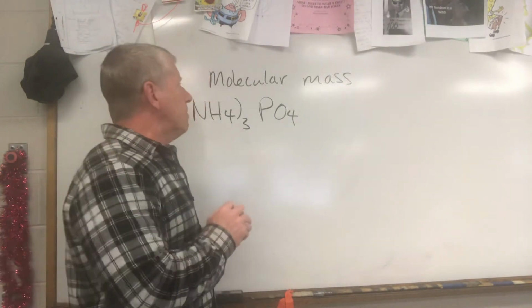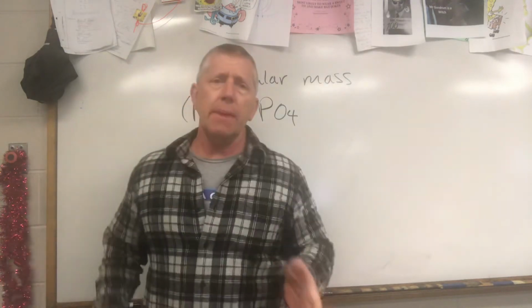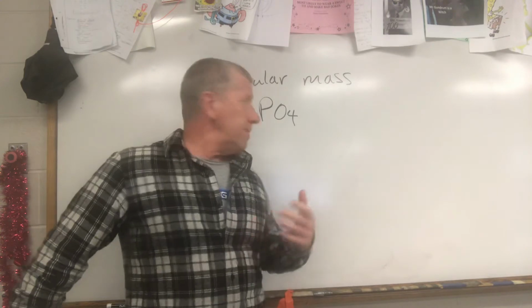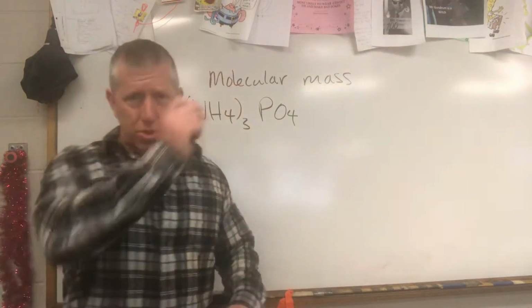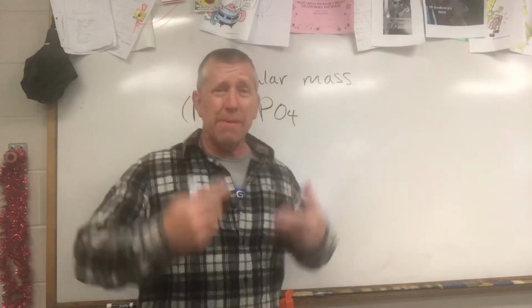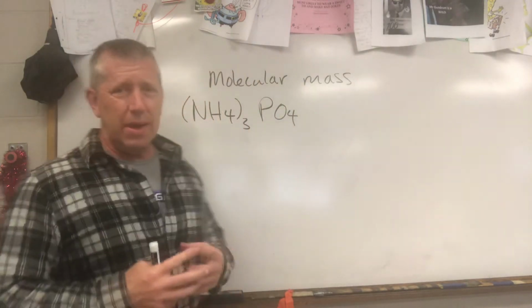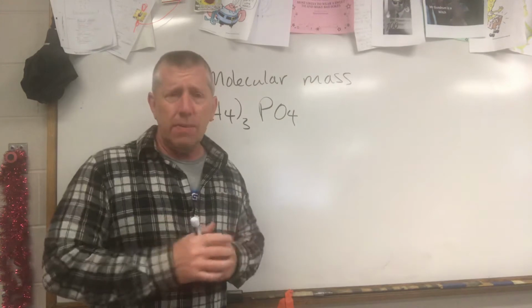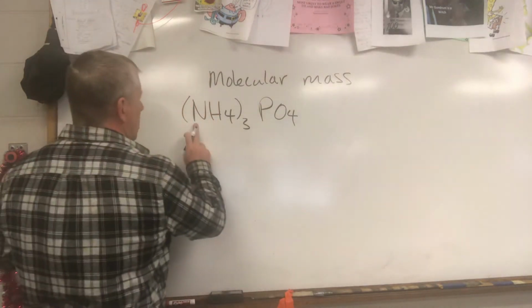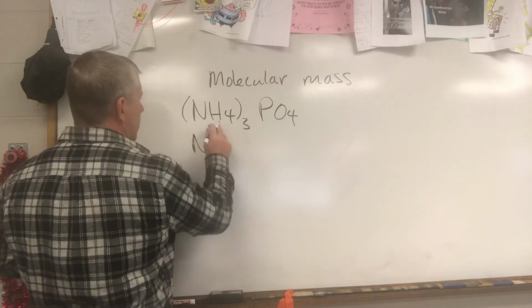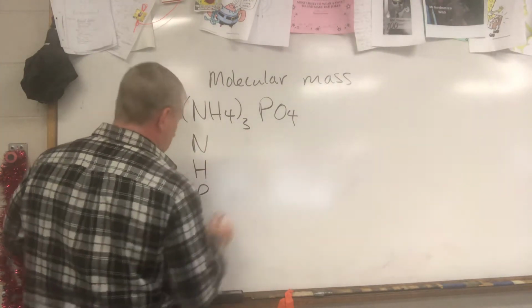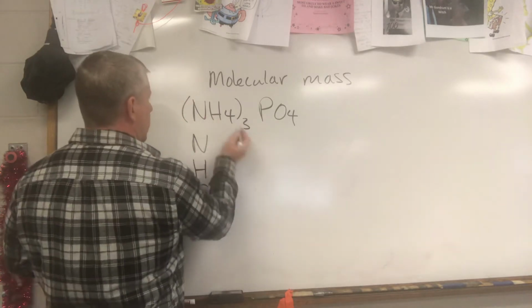Now, when we're doing mole stoichiometry calculations, mole calculations, there are some like this that I would jot down, because I can do a lot of them in my head, but on this one I might make a mistake, so I would be organized. I would write down the masses and add them up like we're going to do right now. So what do I have? Nitrogen, hydrogen, phosphorus, and oxygen.